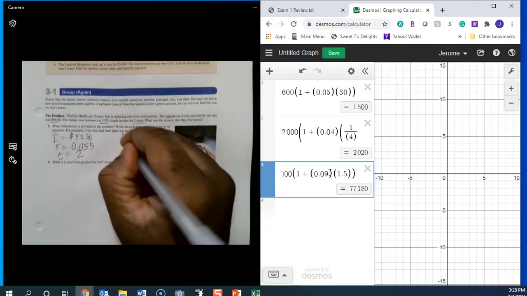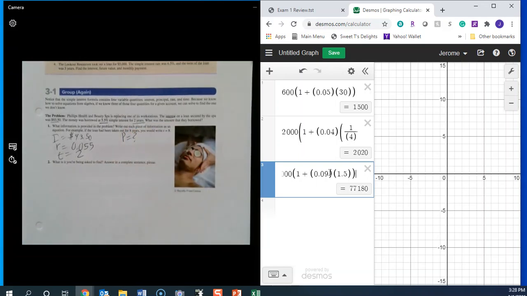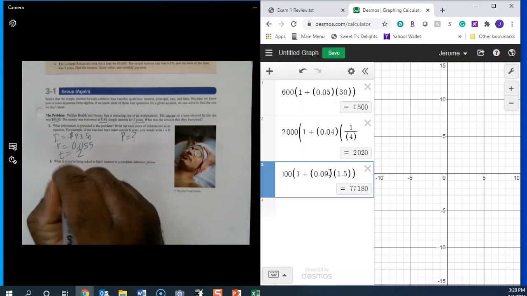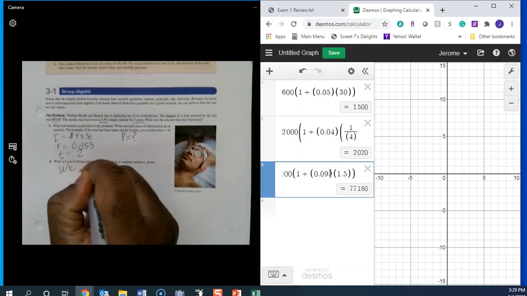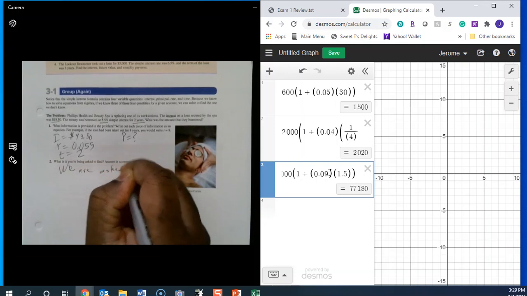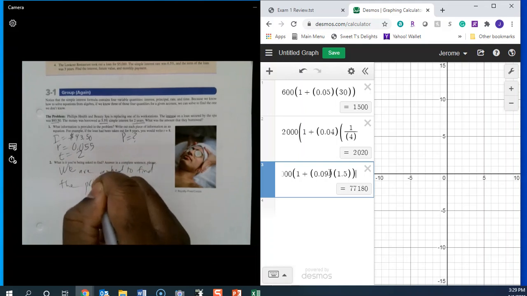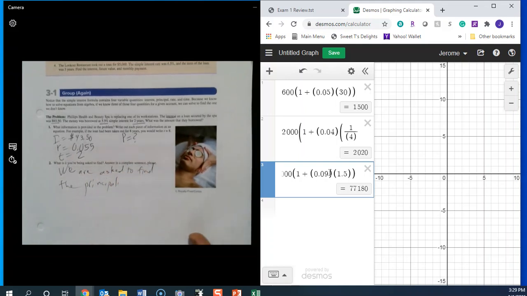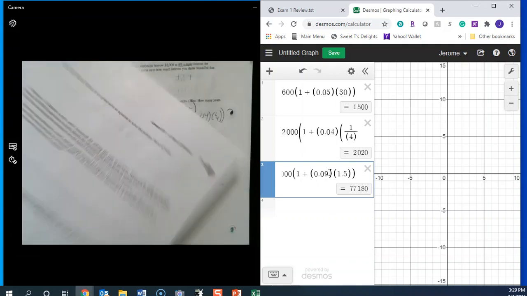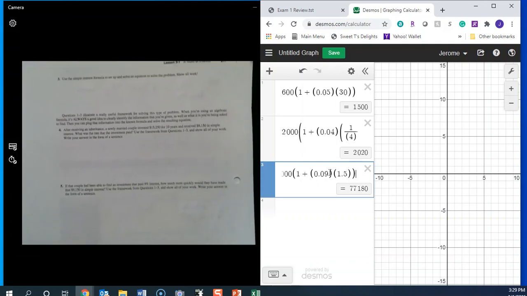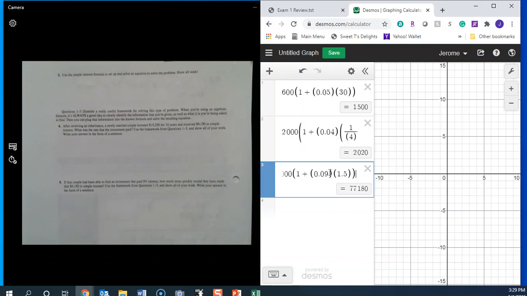Now what we're missing here is the principal. So that's what we're solving for. So it says, what is it you're being asked to find? We are asked to find the principal. Okay, so now we were asked to find the principal.